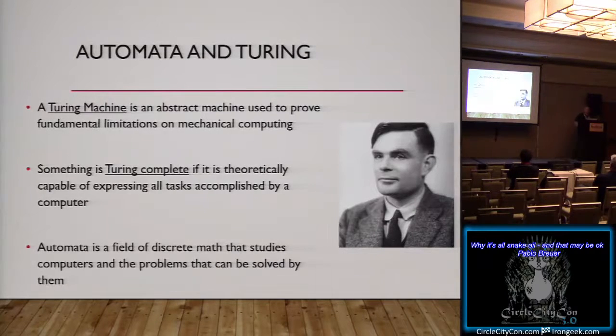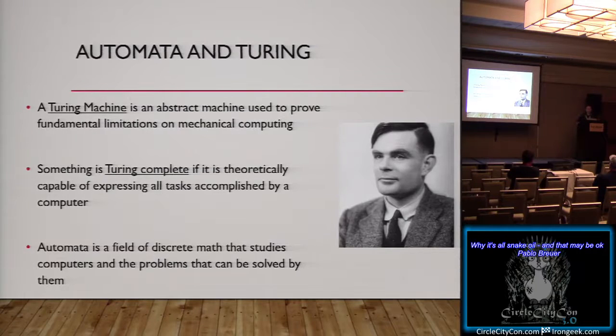So, Automata. There's this guy, good-looking guy here. His name's Alan Turing. You may have heard of him. He was recently in a very bad movie. He is the father of modern computation. Because of that, the mathematical models that describe every computer you've ever used are called Turing machines. It's just an abstract machine used to prove the fundamental limitations of computers.